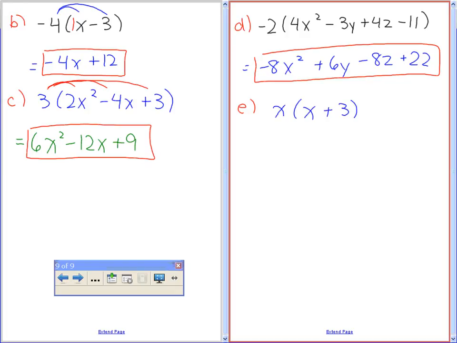X times x plus 3. This right here you'll see a million times in high school. A question like this. X plus X. Not quite x plus x. Hold on a sec. Now think how we do this.